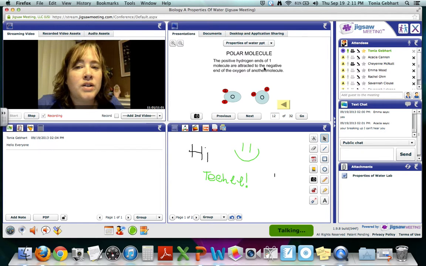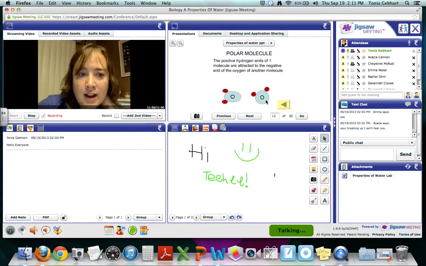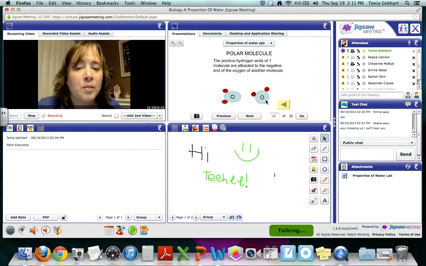The positive hydrogen end will attract to the negative end of the oxygen, creating what we call a hydrogen bond, because it is being attracted by those positive and negative ends between the two molecules.